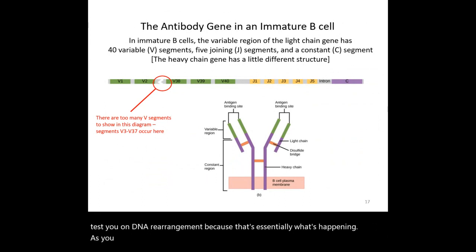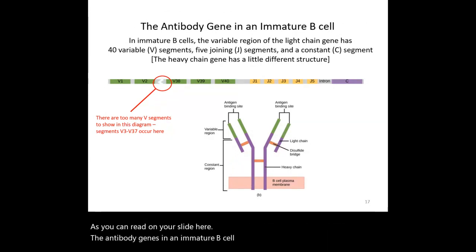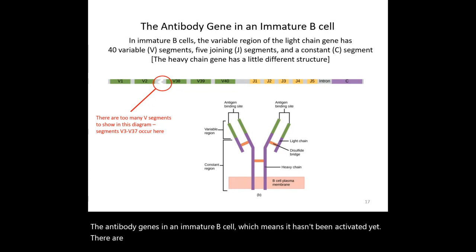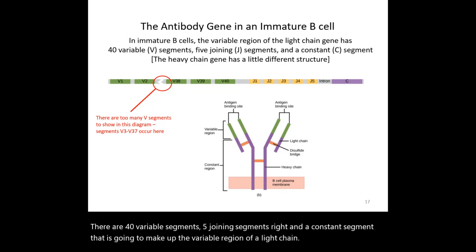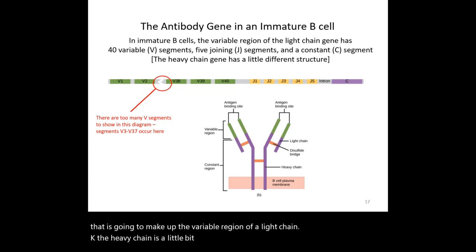As you can read on your slide here, the antibody genes in an immature B cell, which means it hasn't been activated yet, there are 40 variable segments, 5 joining segments, right? And a constant segment that is going to make up the variable region of a light chain. Okay, the heavy chain is a little bit different, but that's a lot of segments, right? There's a lot of DNA and nucleotides involved in this.